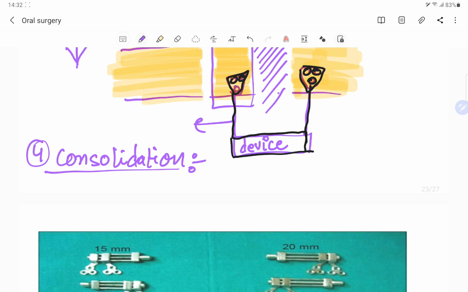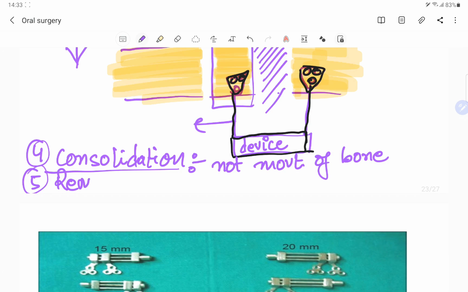So we are not doing any movement. No movement of the bone, so that the bone formation occurs, there is hard callus, and then there is a remodeling of the bone, and that is how the bone formation occurs with the help of distraction osteogenesis.